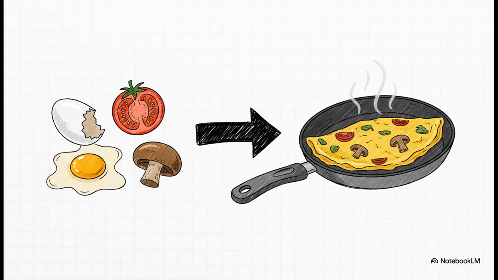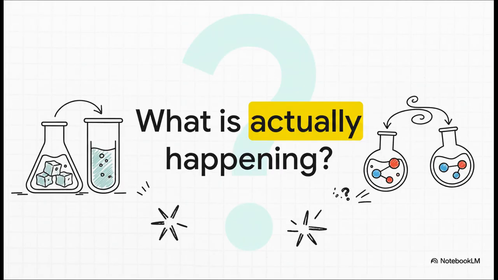And maybe the simplest one of all, cooking. Think about it. You take a bunch of raw ingredients and you turn them into a totally different meal. So what's the big idea here? In every single one of these examples, the stuff we started with has fundamentally changed its identity. This isn't just like ice melting into water, which is still H2O. No, this is a full-blown chemical reaction.